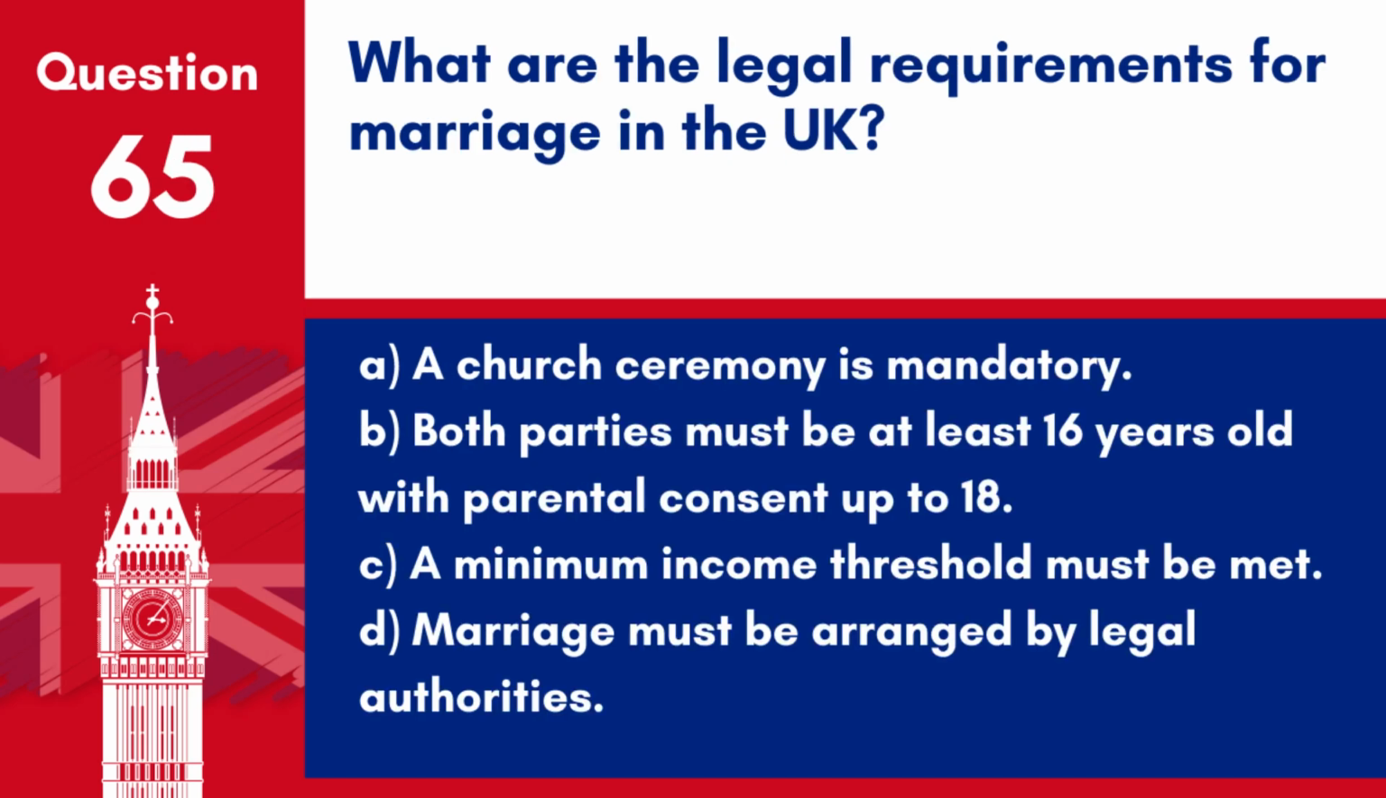Question 65. What are the legal requirements for marriage in the UK? A. A church ceremony is mandatory. B. Both parties must be at least 16 years old with parental consent up to 18. C. A minimum income threshold must be met. D. Marriage must be arranged by legal authorities. Answer: B. Both parties must be at least 16 years old with parental consent up to 18.